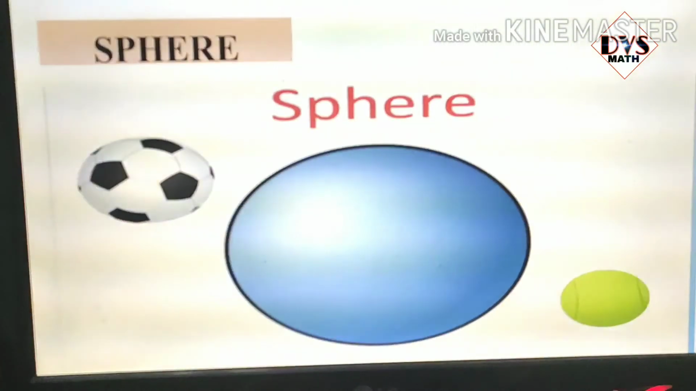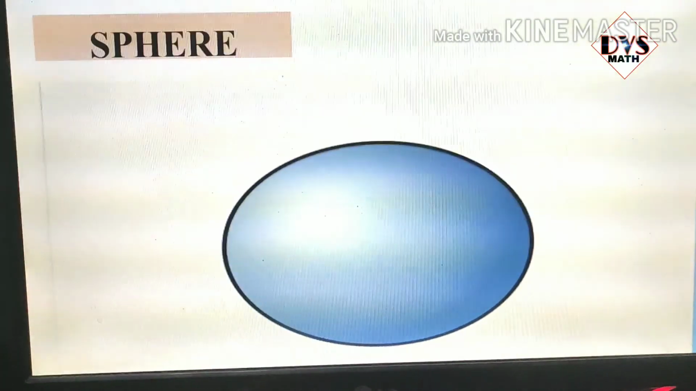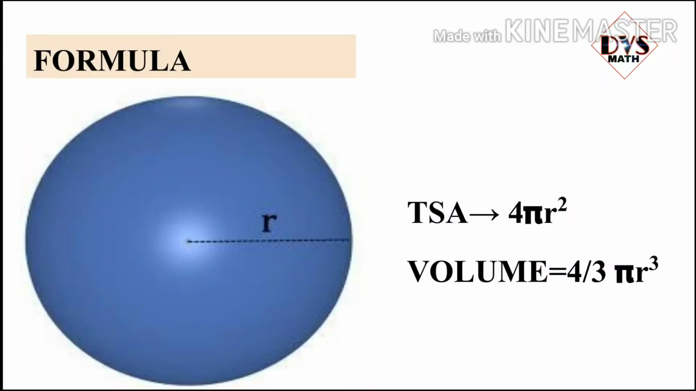Sphere, no edges, no vertices. Formula. Here we are not considering CSA, TSA separately. Together the only one formula for area, that is TSA, 4 pi R square. That means you can remember 4 times the area of a circle. Volume is 4 by 3 pi R cube. Here we don't have length, height, breadth separately, all are radius only. So TSA is 4 pi R square. Volume is 4 by 3 pi R cube.